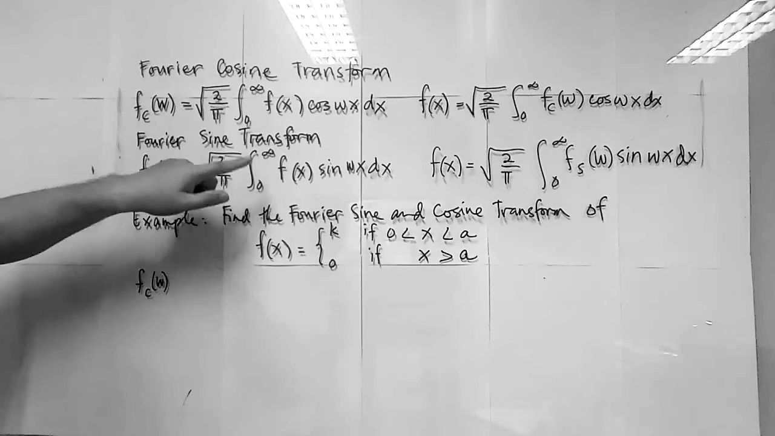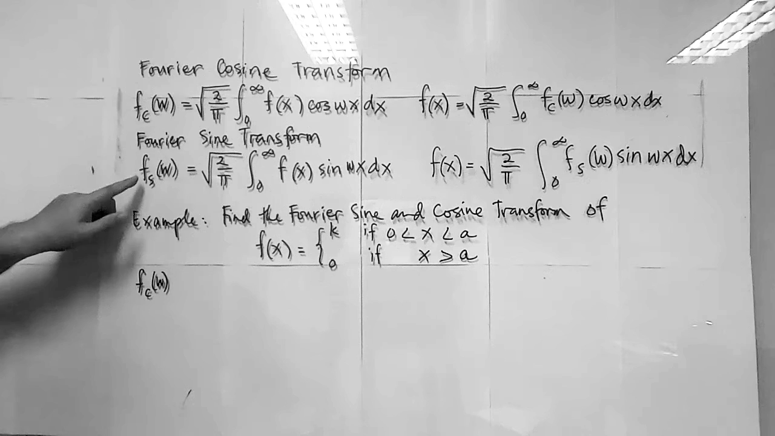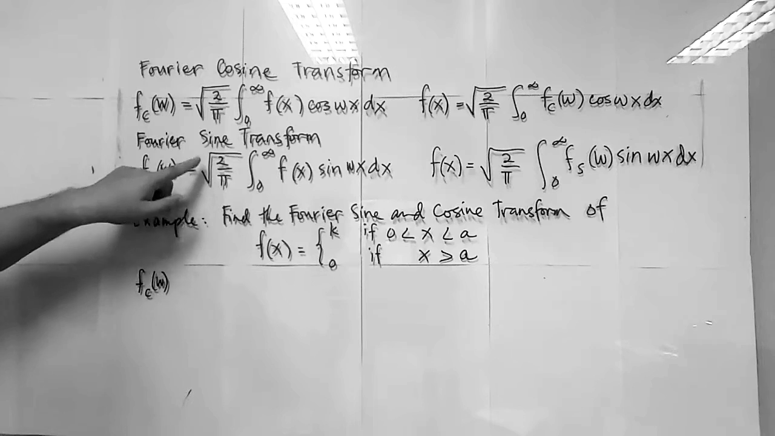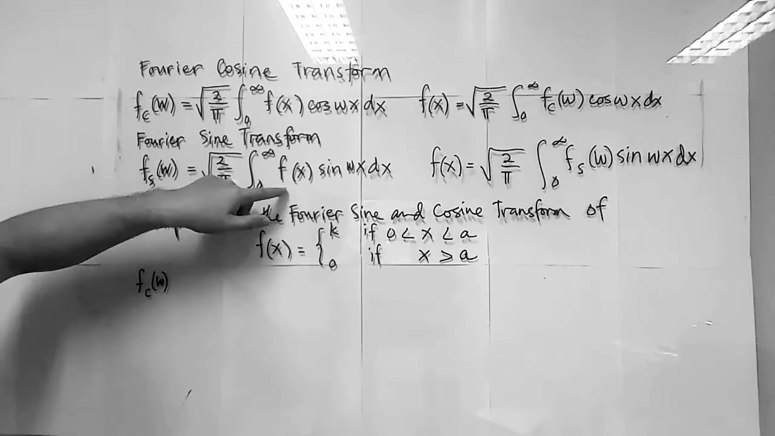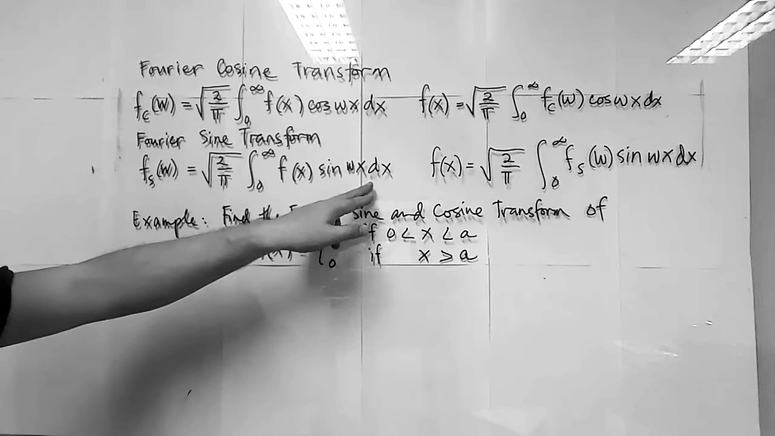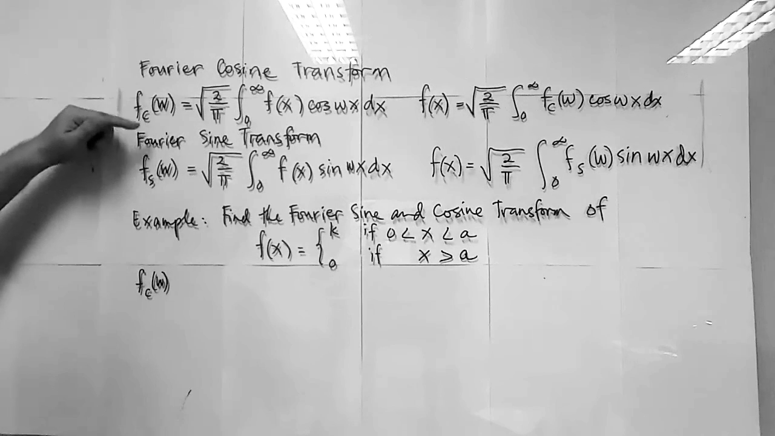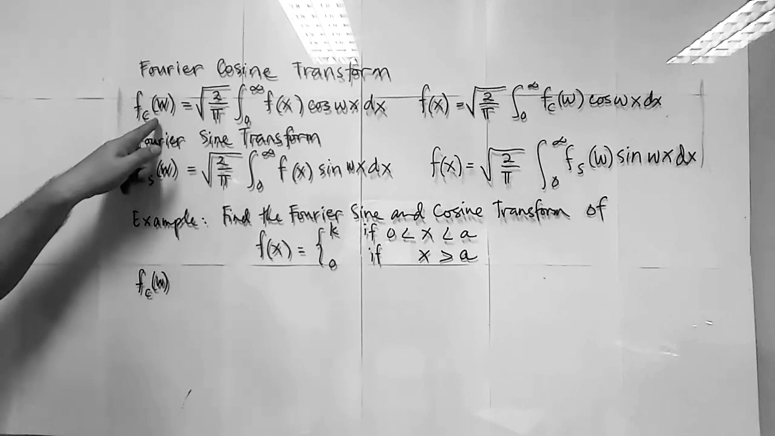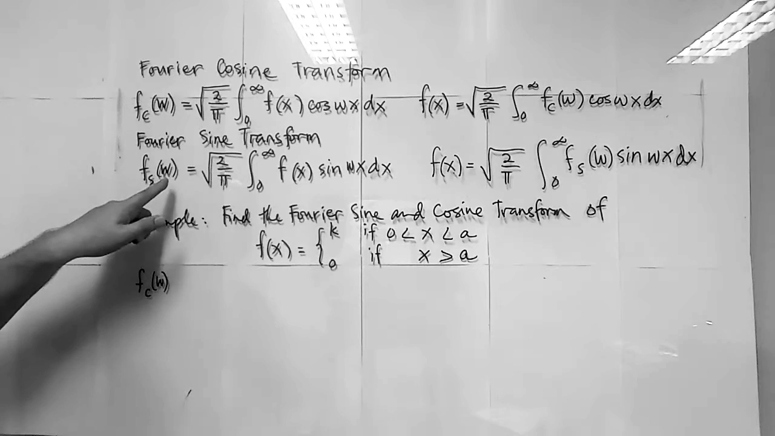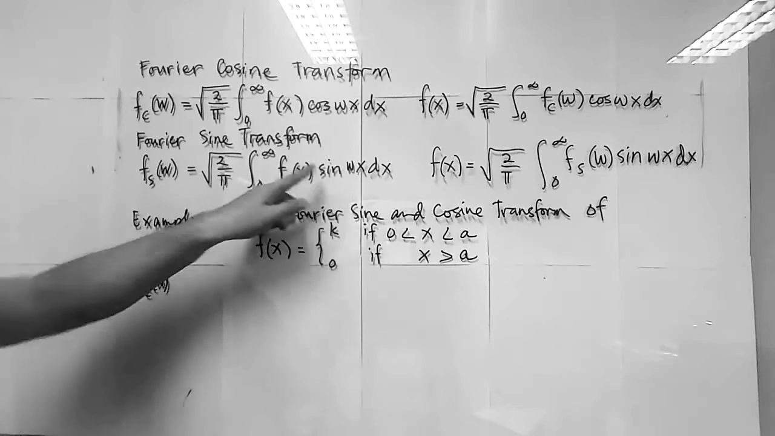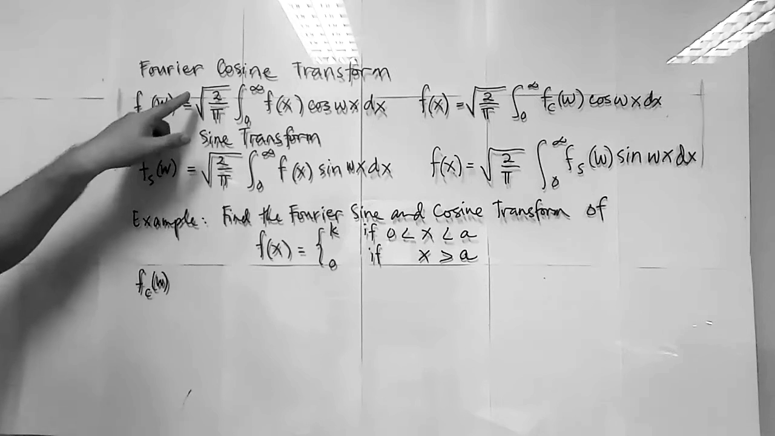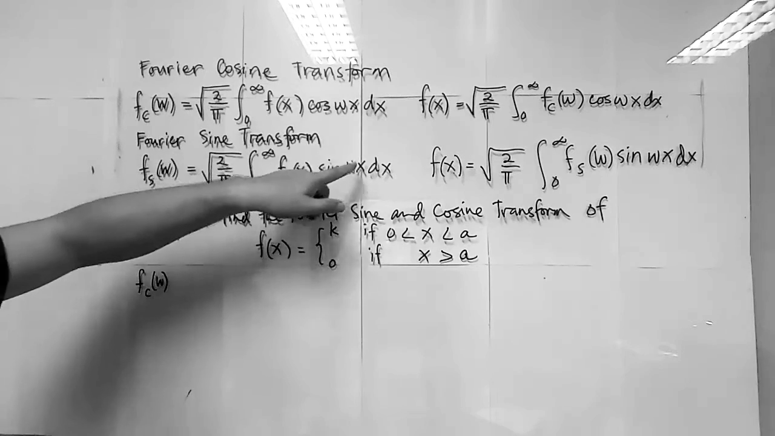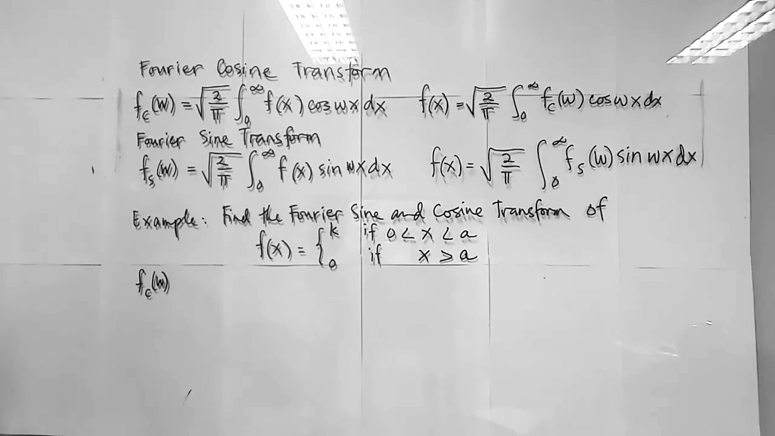For Fourier sine transform, we have here f of w sub s. S here stands for sine. So f of w is equivalent to the square root of 2 over pi integral of f of x sine of wx dx. So the only difference between Fourier cosine and Fourier sine transform is this cosine wx for Fourier cosine transform, and then sine of wx for Fourier sine transform. The rest are the same. We have the square root of 2 over pi integral with limits from 0 to infinity, and then you have here dx f of x.